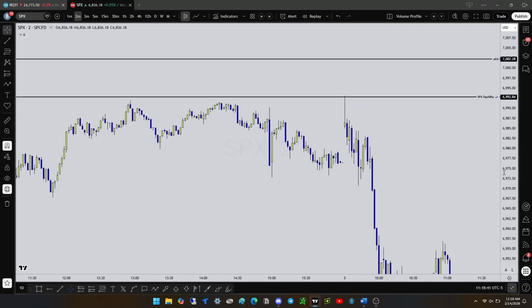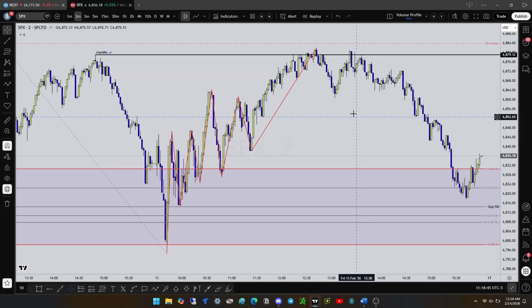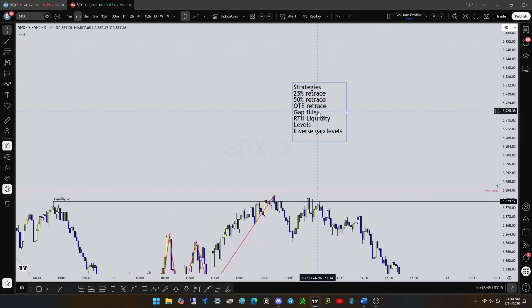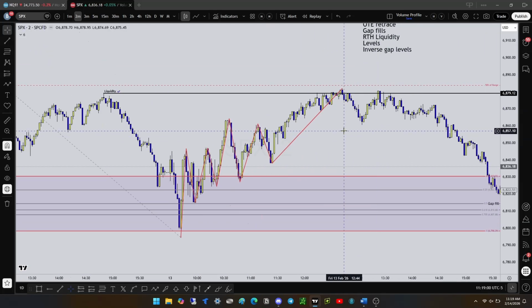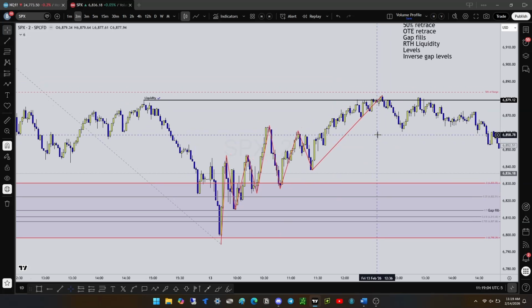So when we're talking about gap fills, this is another part of our strategy. I don't think I had this written down. Let's see. Yeah, I do. So 25%, 50%, OTE, gap fills, RTH liquidity levels, inverse gaps. We talked about all of these, and now let's look at the gap fills. Because I didn't want to try and dig up really old price action, these are all very recent examples of SPX interplaying with these gaps.